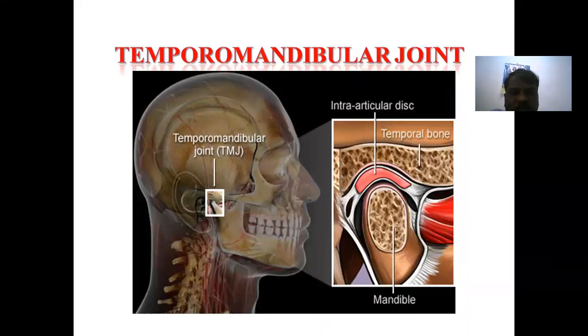Good morning, students. Today we are discussing the temporomandibular joint. Yesterday we discussed the muscles of mastication. You know which muscles are involved in mastication: the temporalis muscle, masseter muscle, lateral pterygoid and medial pterygoid muscles. These muscles are also involved in the movement of the temporomandibular joint.